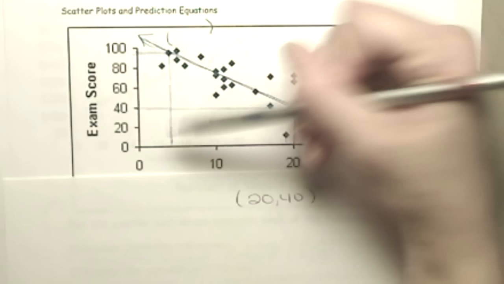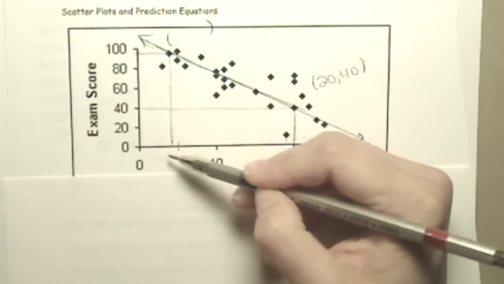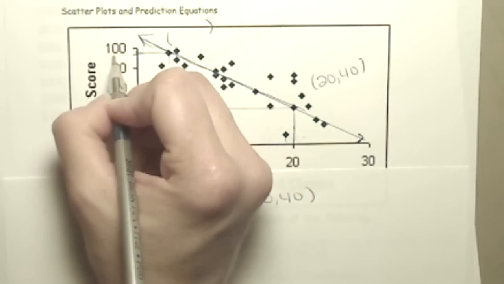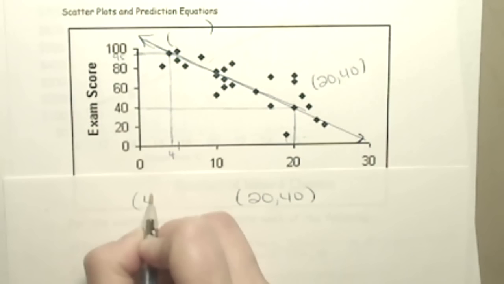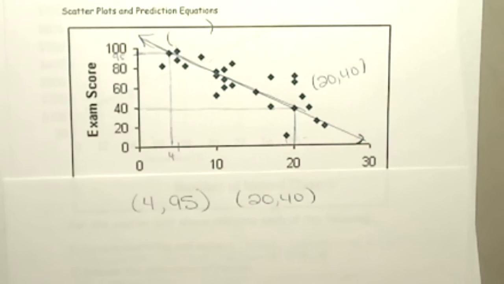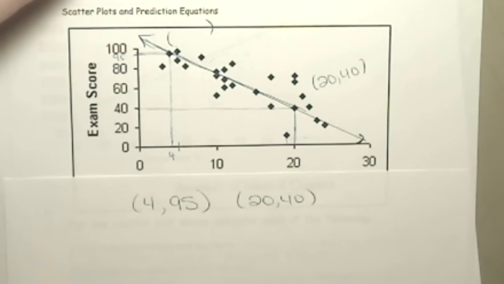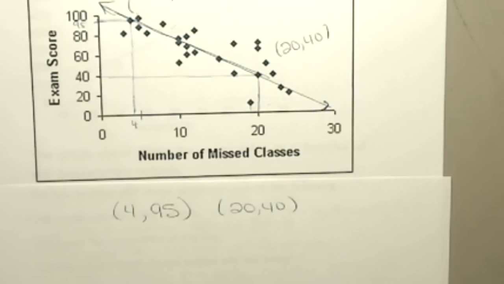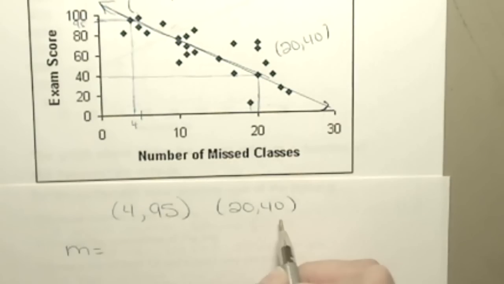And this one looks to be about, let's see, if this is 5, I'm going to say this is 4. And let's say this is about 95. So I have a decent set of coordinates to calculate my line. We have been practicing this in class for several days, and we all know that the first thing you have to do is find the slope of the line, the rate of change.